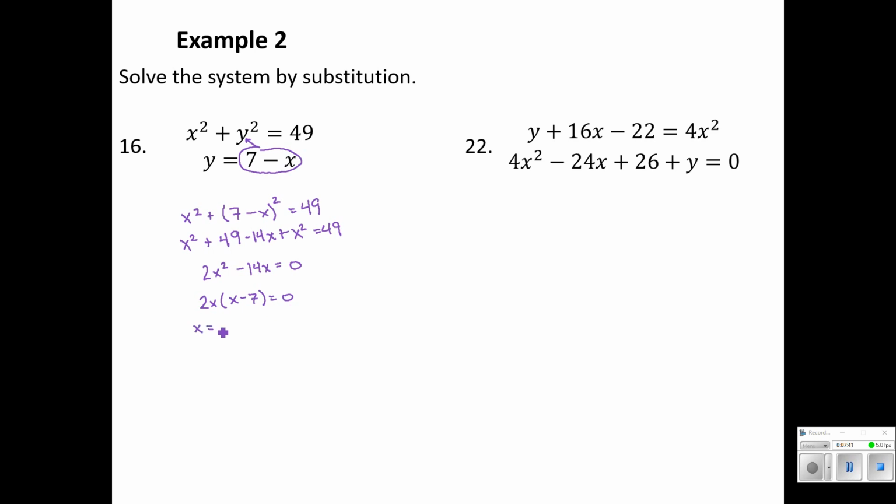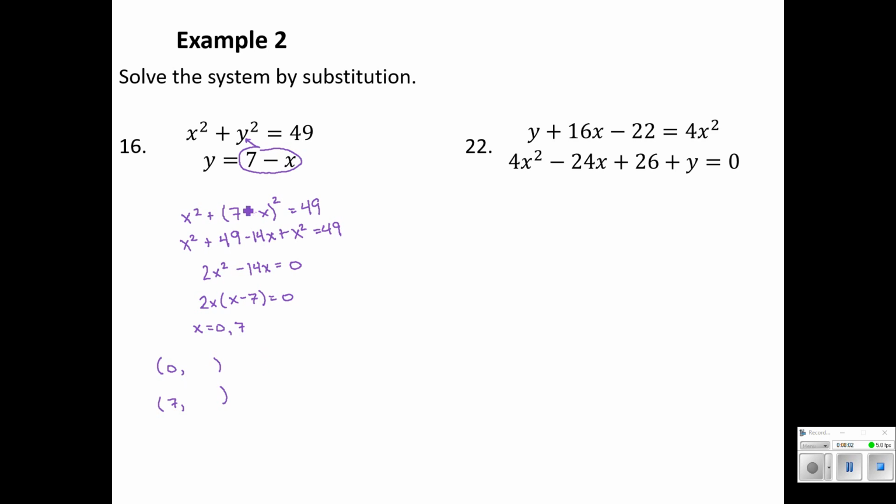And that tells me that x could equal 0. That's coming out of this loose factor that really means x minus 0. Or x could equal positive 7. So I know I've got 2 answers. One is 0 comma something. The other is 7 comma something. Our answers should be solution points again. Points of intersection.